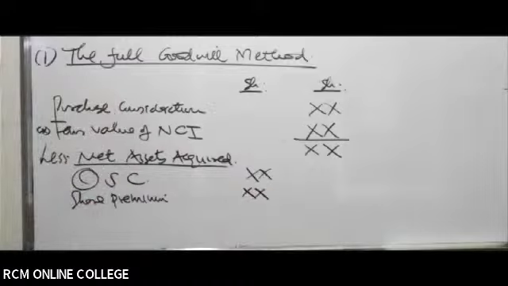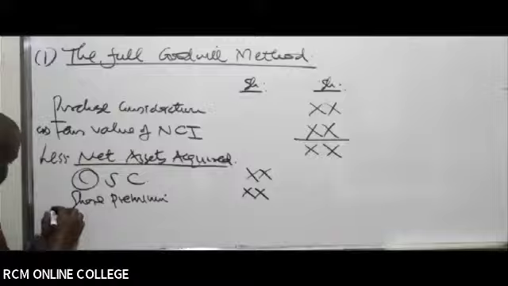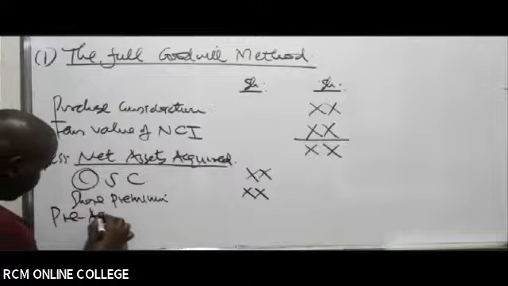Then there are two other key figures. You have to be very keen about them. In fact, you can write them in a red pen. For the retained earnings, you take the pre-acquisition. So write in this case pre-acquisition.